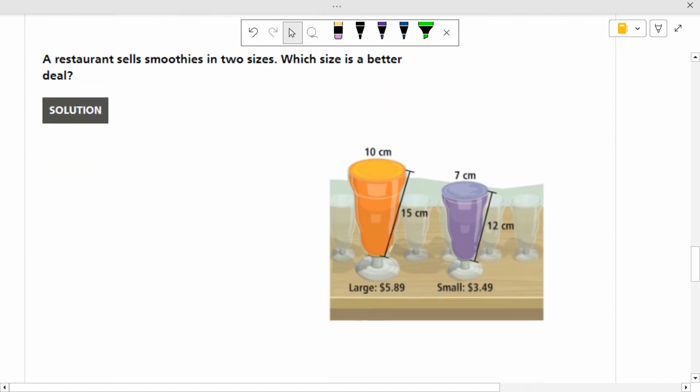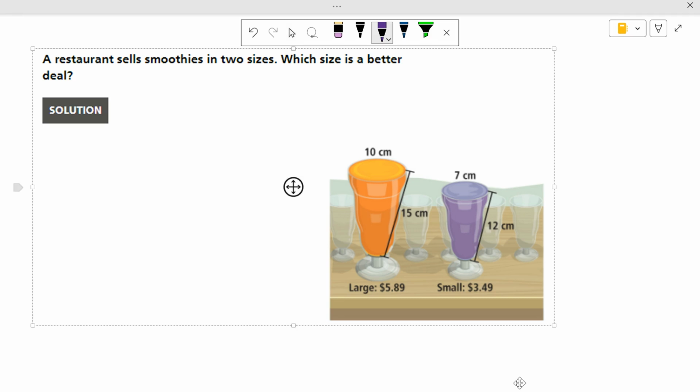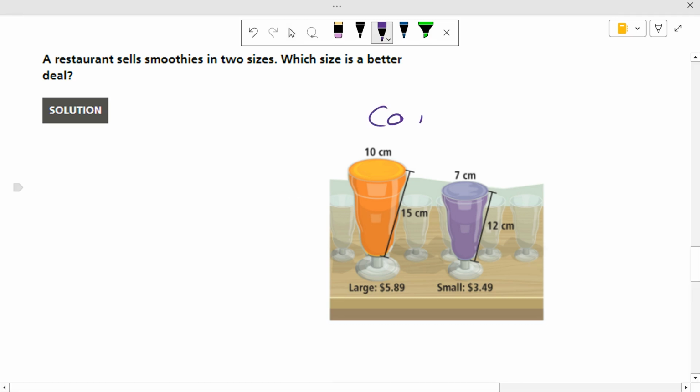All right. A restaurant sells smoothies in 2 sizes. Which is a better deal? You're always thinking, wow, the large one's a better deal. Well, in this case, is it the better deal? Okay. Now, what's the shape basically of this? Cone. So we're going to use a cone because we're going to assume that these are cones basically.